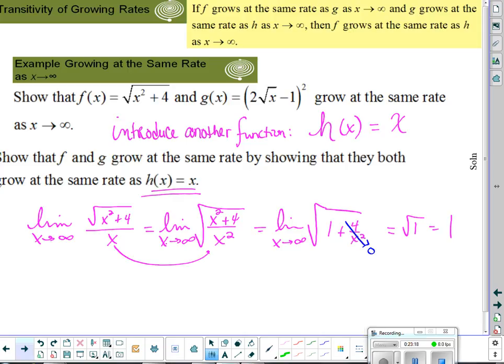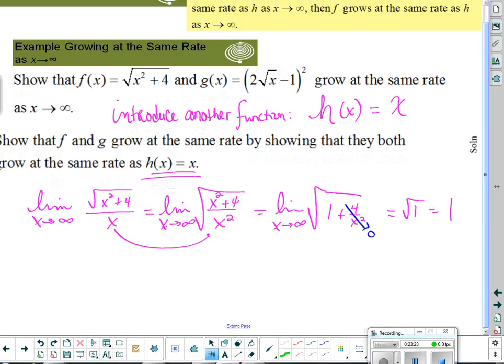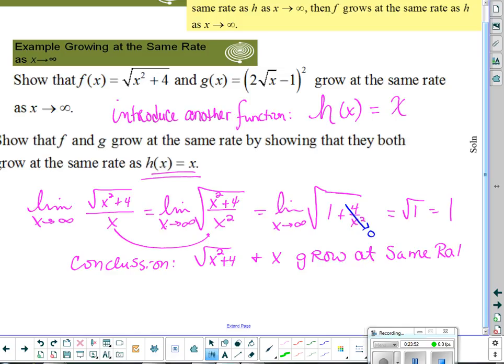That means that those two are growing at the same rate, right? Conclusion. Square root of x squared plus 4 and x grow at the same rate. Just kind of for our own purpose there.